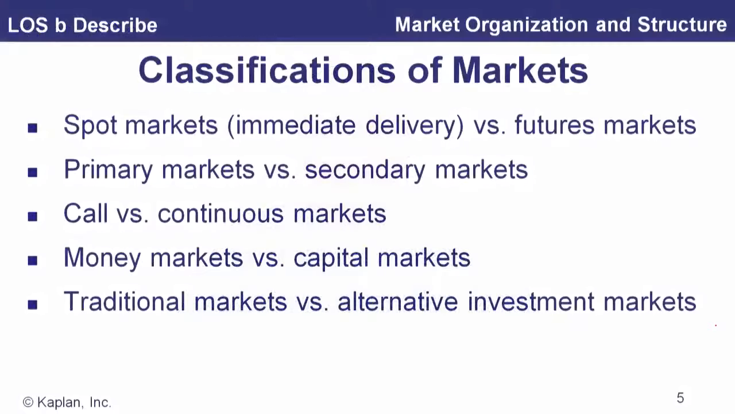Futures markets and forward markets have delivery dates in the future. So I might enter into a futures contract on gold. And if it's a 90 days futures contract, what it does is establish the price for a transaction of buying gold with delivery 90 days from now. And primary markets refers to newly issued shares.